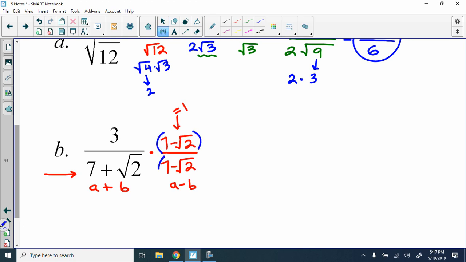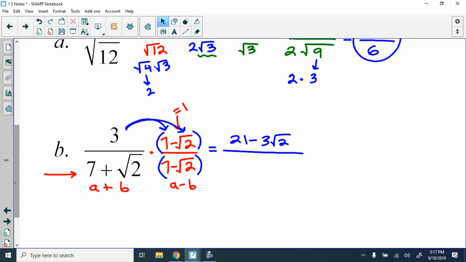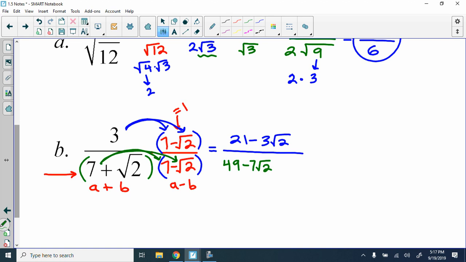Now, what we're going to do is we're going to make sure we distribute since we have a binomial. So I'm going to put that in parentheses because I want to make sure that I'm distributing what I have here. So we're going to have 3 times 7, 21, and then 3 times negative radical 2. So minus 3 radical 2. That's our numerator. In our denominator, not only is 7 minus radical 2 in parentheses, but so is 7 plus radical 2. So as we multiply, 7 times 7, 49. 7 times negative radical 2 would be negative 7 radical 2. Remember, outside stays inside, inside stays inside.